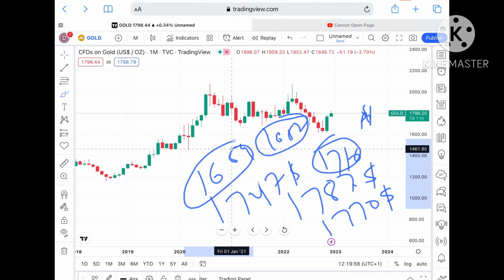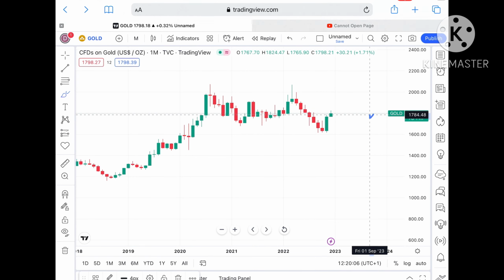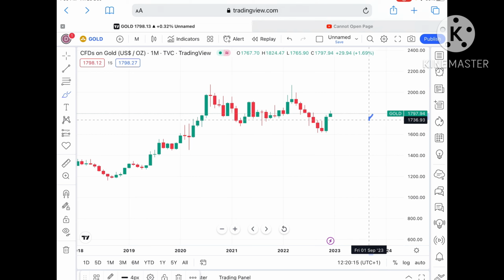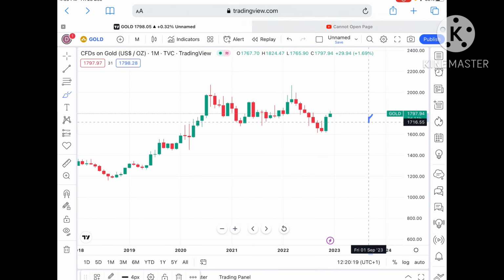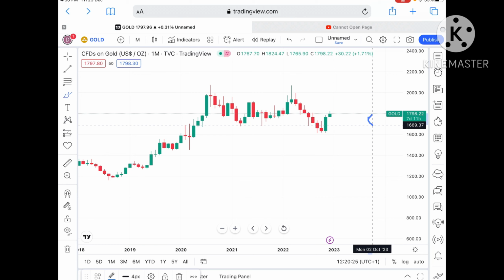Okay, again I repeat, if the price falls below this particular level, we can see it can go towards a level of around $1784 to a level of around 1760, and from there we can see a level of 1747. And if it falls below that level, we can see a level of 1736, and from there we can see it can go towards a level of 1716. Okay, and once the price falls below that level, then we can see a level of $1702, and if it falls below that particular level, then we can see a level of 1689.